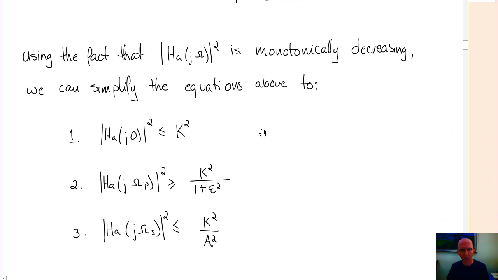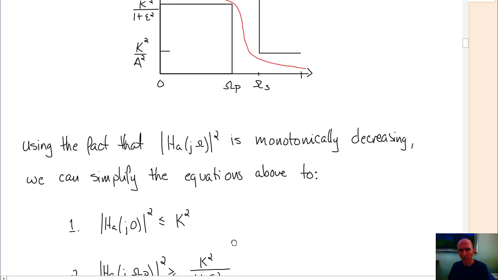So in other words, this is the maximum value. This would be the minimum value in the pass band. And so all I need is for the maximum to be less than k squared and for the minimum to be greater than or equal to k squared over 1 plus epsilon squared.